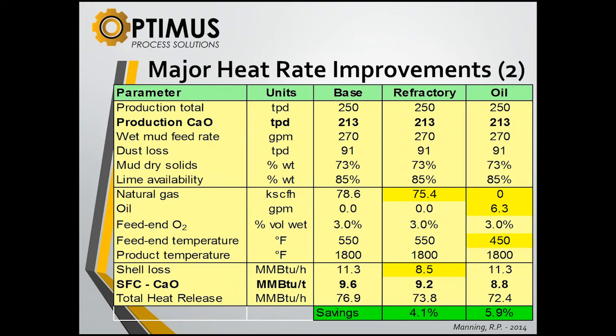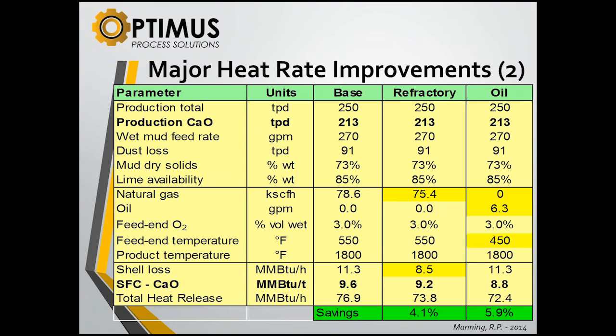Looking now to refractory systems, if you look at going to an insulated type refractory system, our shell losses drop significantly. You can see in this case, we see approximately a 4.1% reduction or savings, an increase in efficiency.